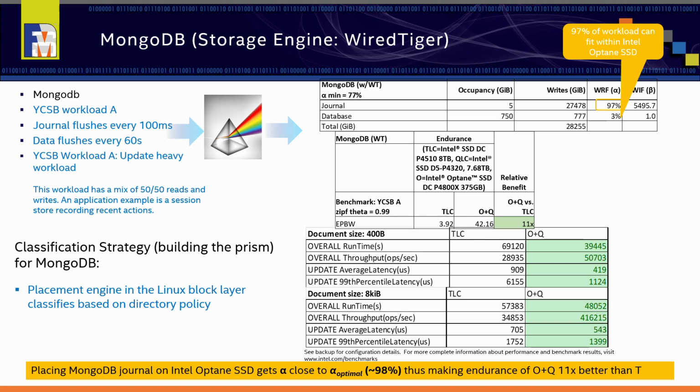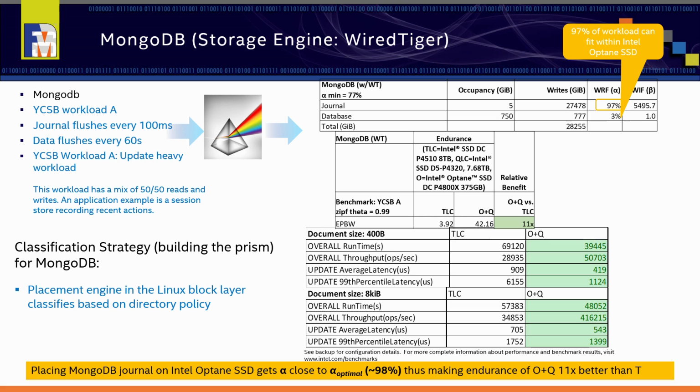So we placed the journal on the Optane drive and bypassed the rest of the database files to the QLC drive. In this case, as a placement engine, we used classifiers based on directory policy, because in MongoDB, the journal is placed in different directories. So we were able to identify the journal just by interpreting the path of the files.